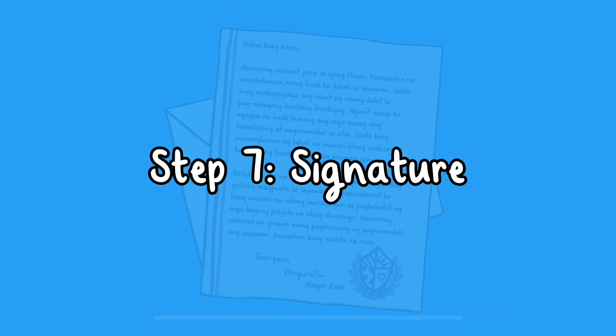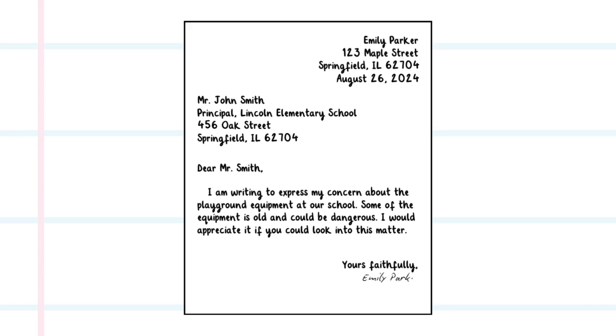Step 7. Signature. If you're writing the letter by hand, sign your name under the closing. If you're typing it, just type your name.